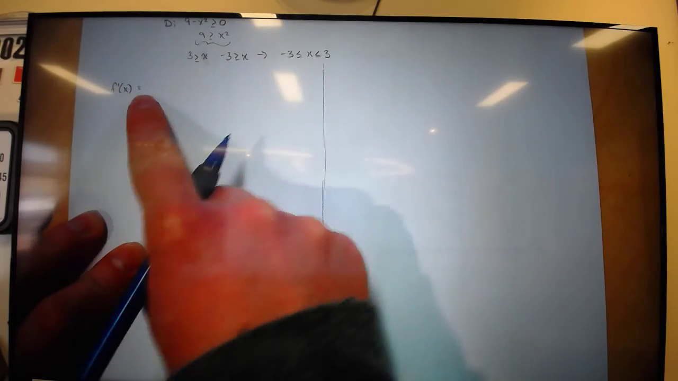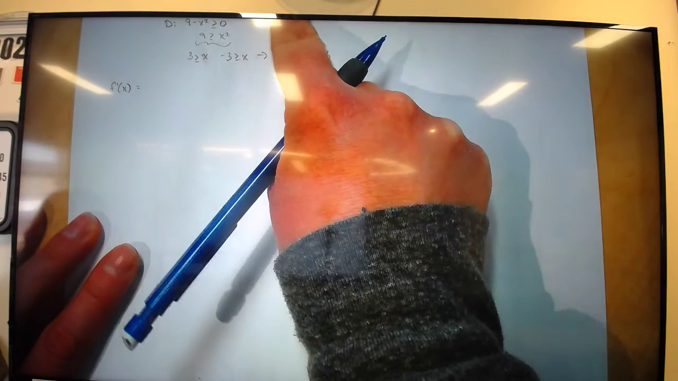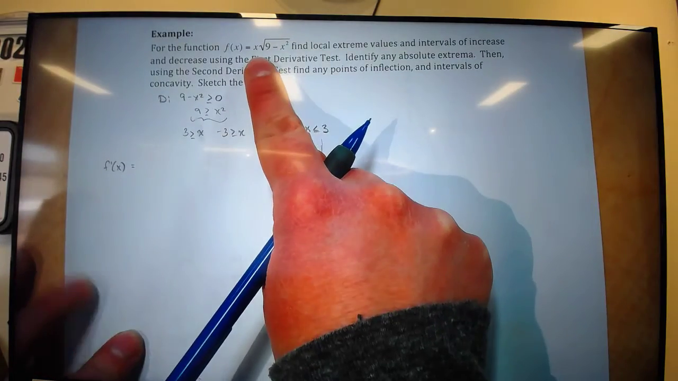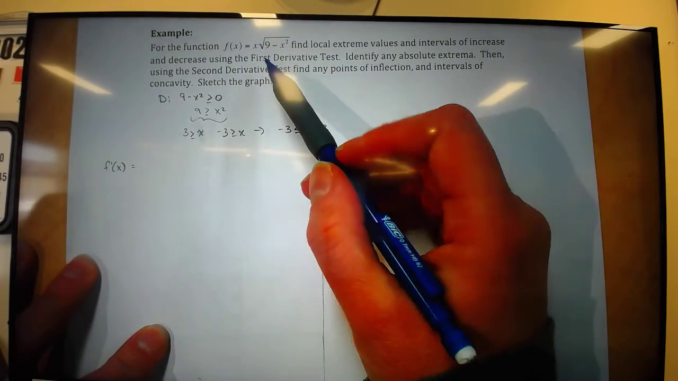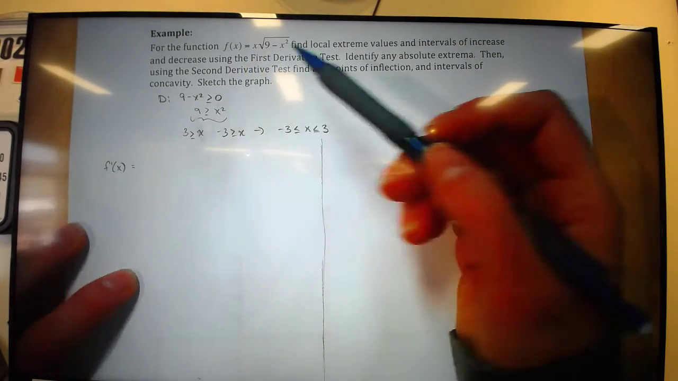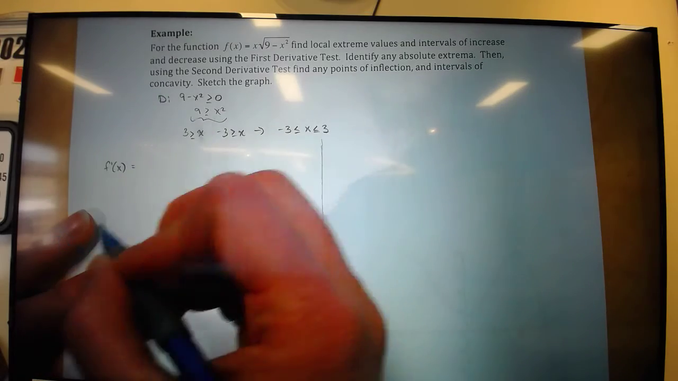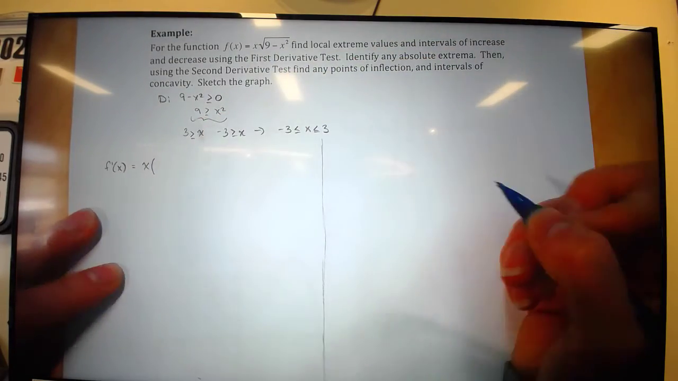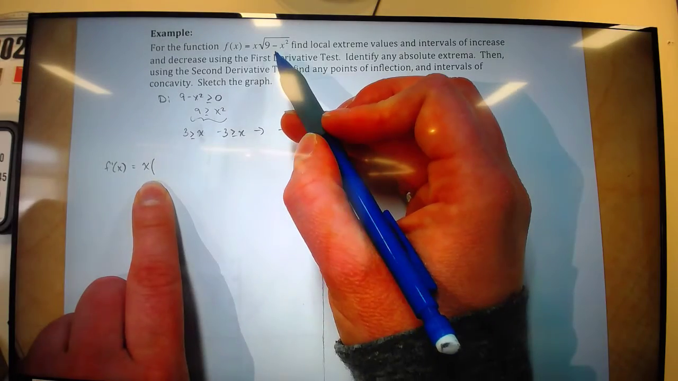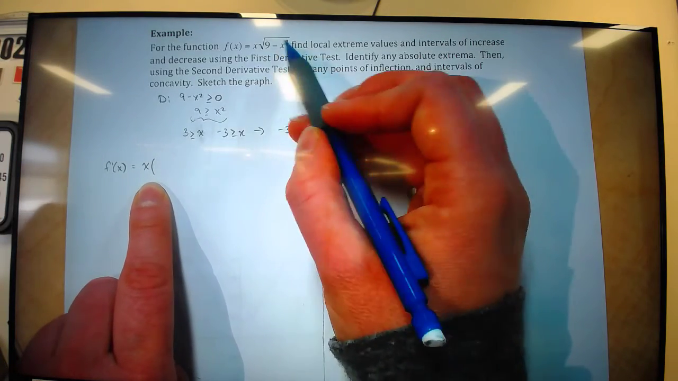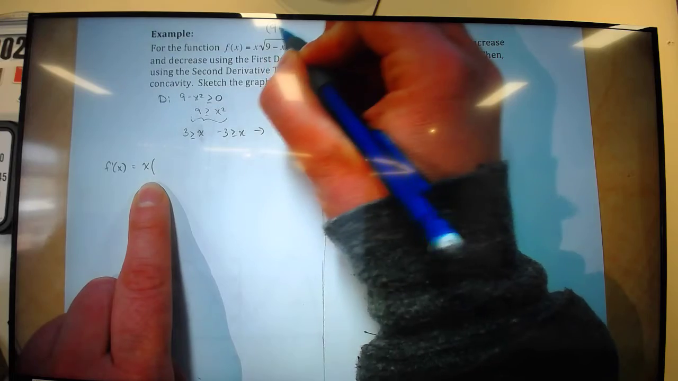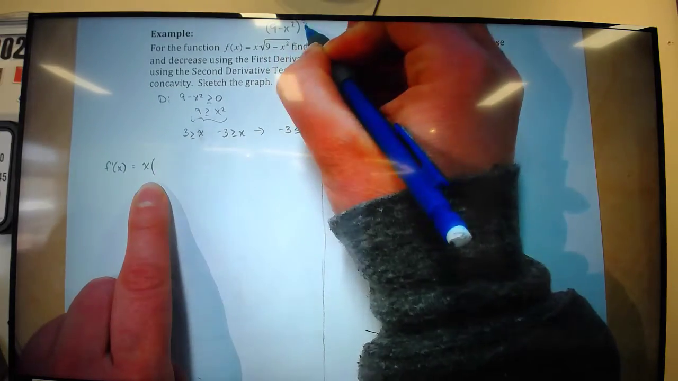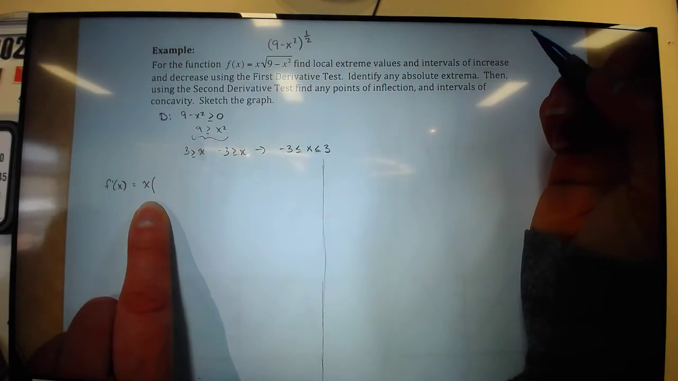So we're going to do the derivative of this guy. Because there's two separate things going on here, we need to use the product rule, okay? So we're going to do the first, so x, times the derivative of the second, so the derivative of this big guy, right? Remember that this is the same as 9 minus x squared, all to the 1/2. Can you guys see that? Hopefully.